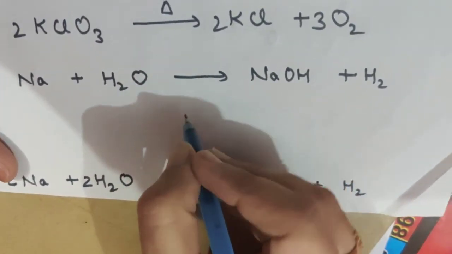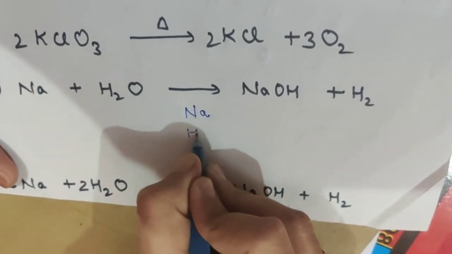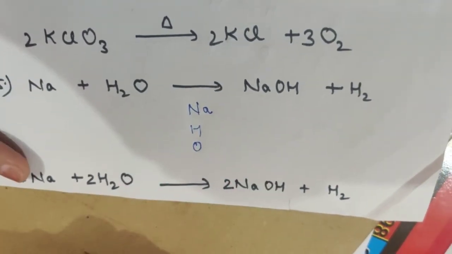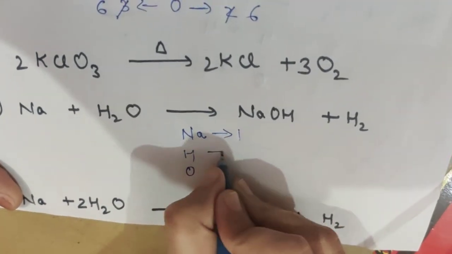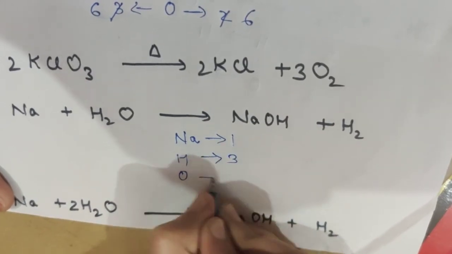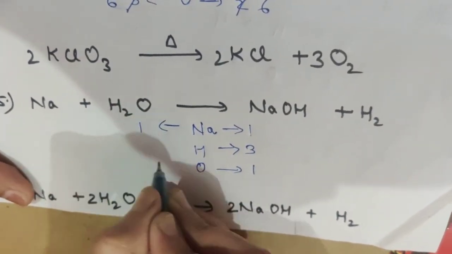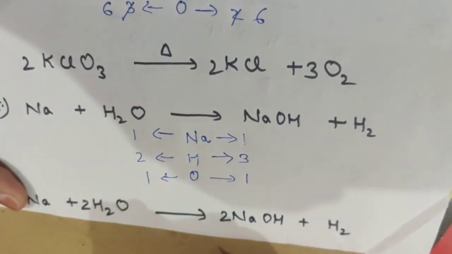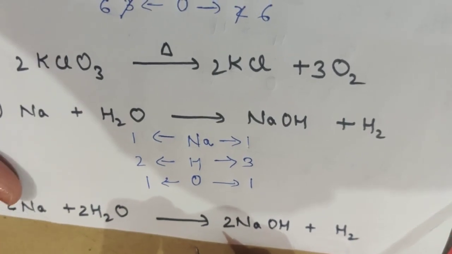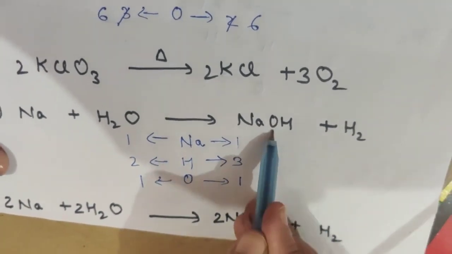Now the next equation has sodium, hydrogen and oxygen as atoms. This side sodium is 1, hydrogen is 3 and oxygen is 1, and towards the reactant side sodium is 1, hydrogen is 2 and oxygen is also 1. Now to balance it, what do we do? First of all, let us start with oxygen only. This side we have 1 oxygen, this side also we have 1 oxygen.